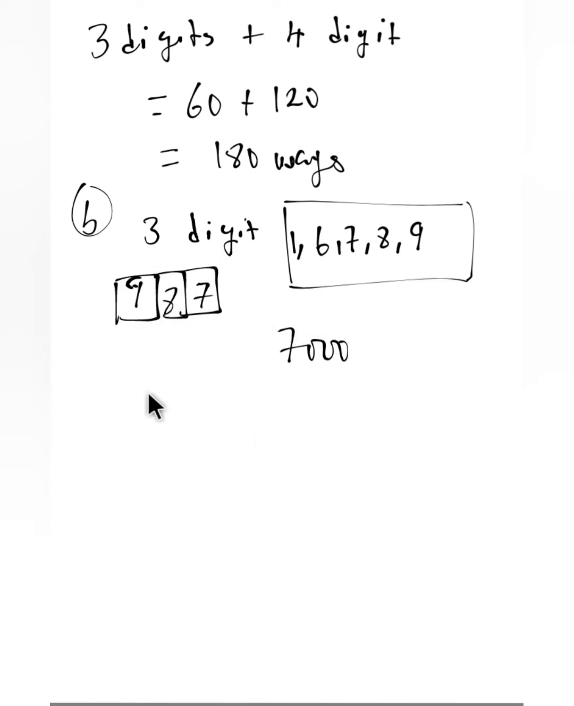So now let's proceed to work with 4 digits. How many 4-digit numbers will be greater than 7,000? So let's create the slots for 4-digit numbers.